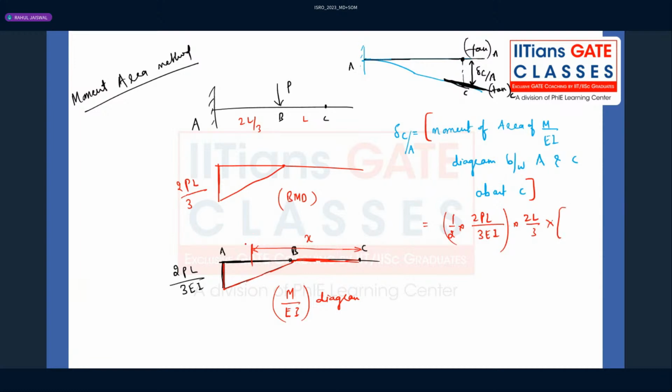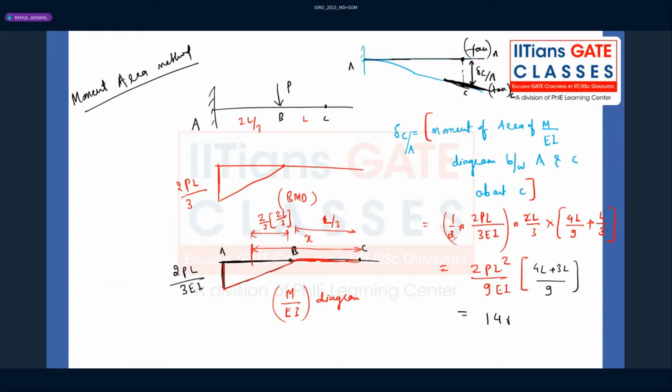But how to calculate X? Now from here to here, what is the centroid? That is 2 by 3 of 2L by 3. And what about this? This is nothing but L by 3. So we can write here 4L divided by 9 plus L divided by 3. So here this will cancel out. So this will be 2PL square divided by 9 EI, plus here we can calculate 9, 4L plus 3L.